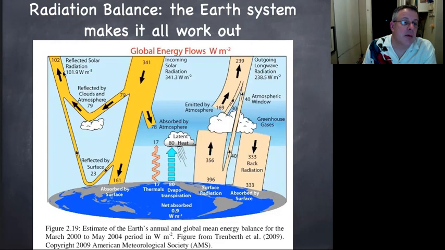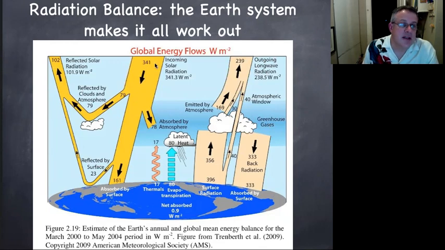341 minus 102 minus 239 is 0. So this is actually a very close to closed budget. It's not closed at the moment because of global warming, which makes this number a little bit smaller. And also affects this number through albedo. But this is the primary direct effect of greenhouse gases to change this number.